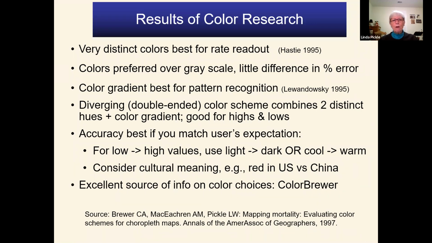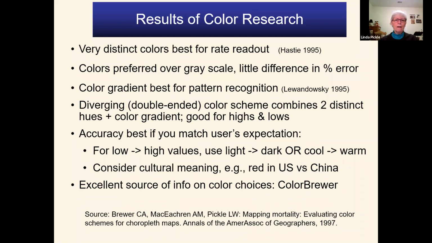We found that a color gradient was best for pattern recognition, looking for clusters or trends. And so what we ended up using was a diverging or double-ended color scheme that combines these two. It combines two distinct hues plus a color gradient for each of those two hues. And we found that this was very good for looking for highs and lows. You could have one color represent higher than the average or middle rate, and the other hue representing the lower, below that referent or middle rate.